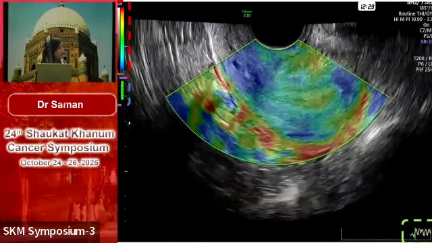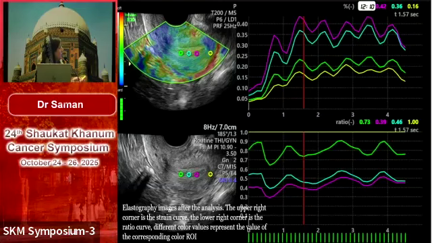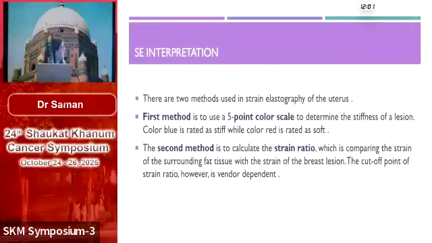Once we have done this image, a complete image, we start applying ROIs. Usually we apply 3 ROIs on the endometrium or the thickened endometrium or abnormality which is under question. And a reference ROI is placed over myometrium. And this then calculates certain values, and that is how we interpret the images.